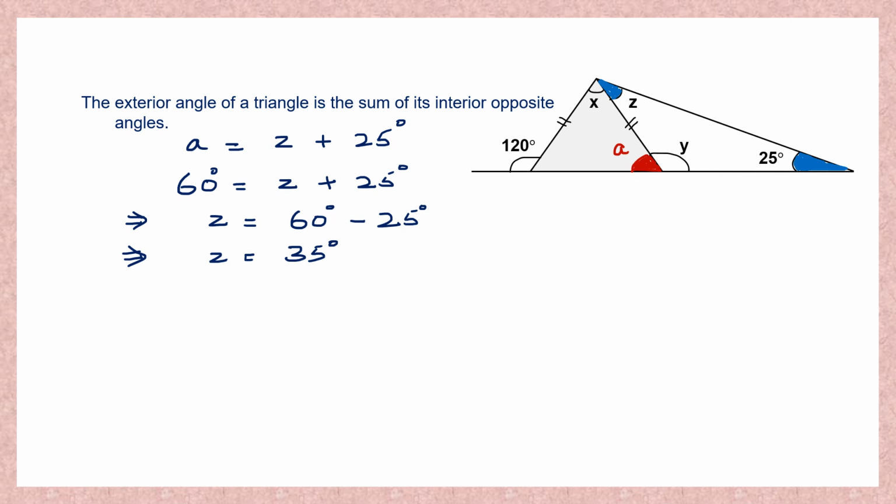Angles A and Y are angles on a straight line. Together they must add up to 180.